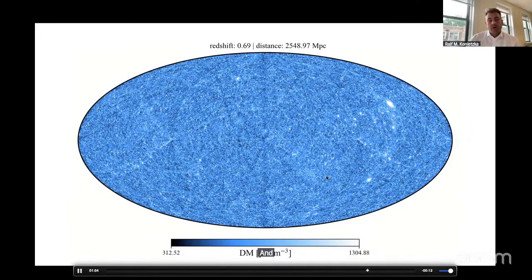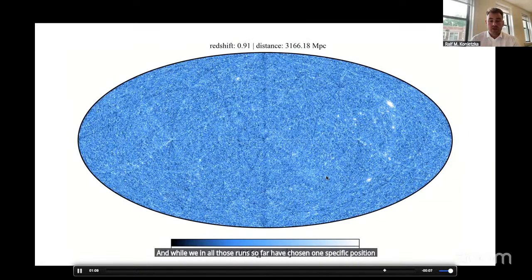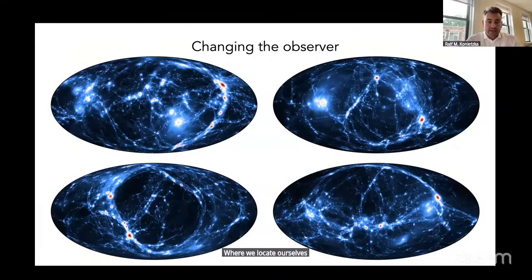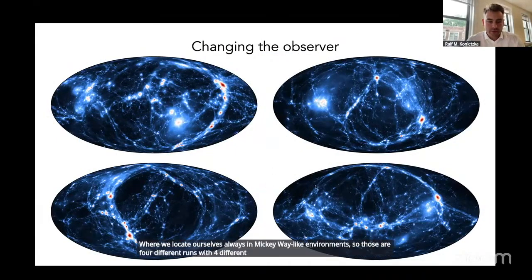And while in all those runs so far we have chosen one specific position of the observer, we can also rerun our approach with different observer positions where we locate ourselves always in Milky Way-like environments. So those are 4 different runs with 4 different start points of the observer.